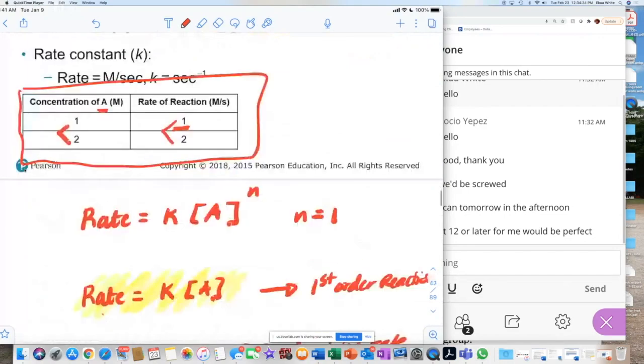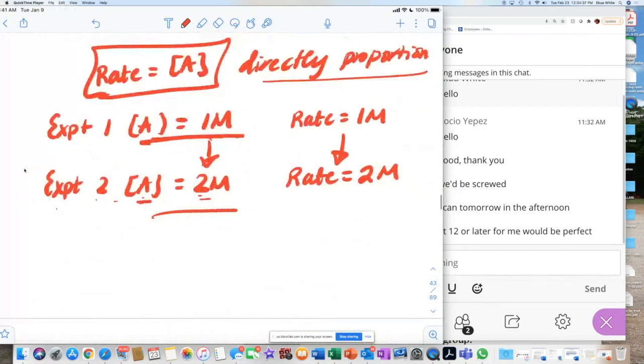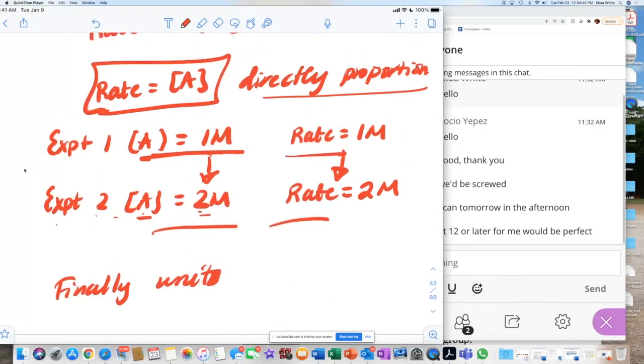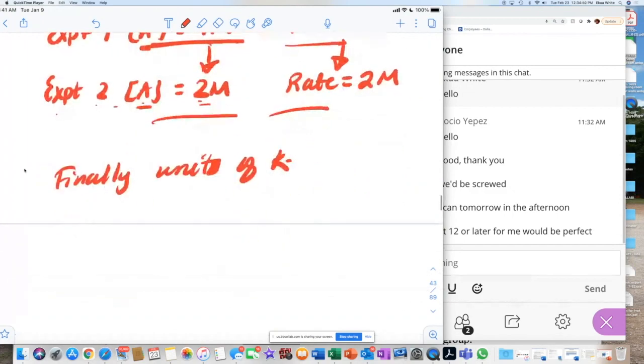Here you may have two reactants, or you may have one. Raise to the power m. You see the relationship of the reactant. Finally, raise to the power n. And then remember the unit of K. Here you have m and n, the order of the reaction. So we know that in this first order reaction, the rate is equal to K times the concentration of A.